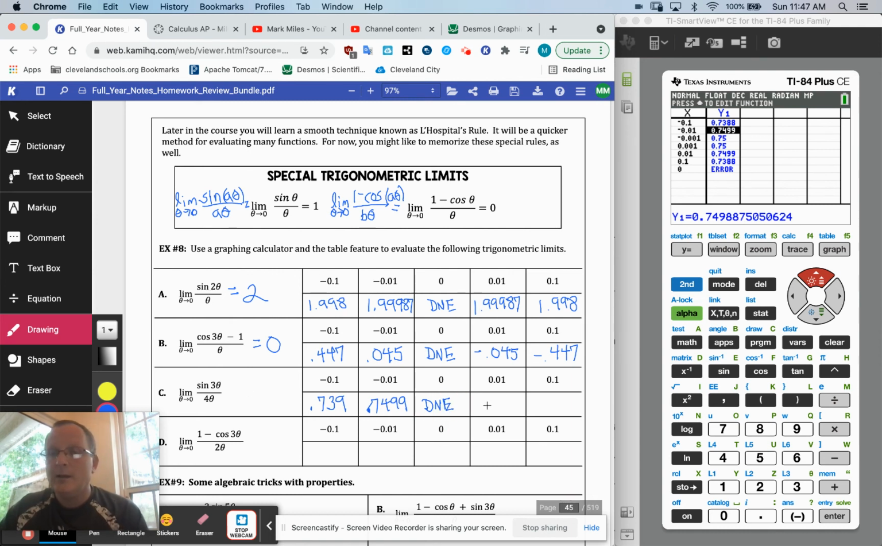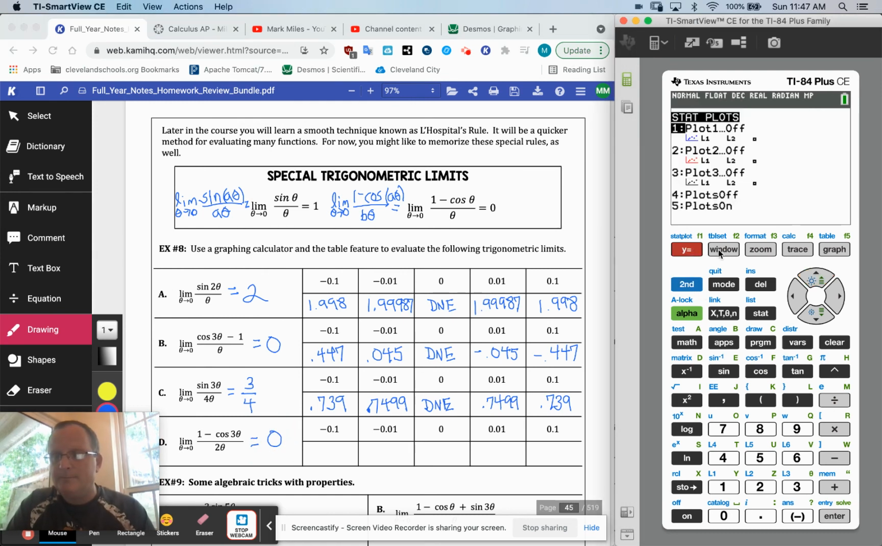All right, and then likewise we have symmetry here. So 0.7499 and then 0.739. Okay, but it definitely looks like it's 3/4. So you may start seeing a little bit of a pattern on these. I mean, let's just go ahead and say it. You know it's going to be. All right, so let's head back and make sure.